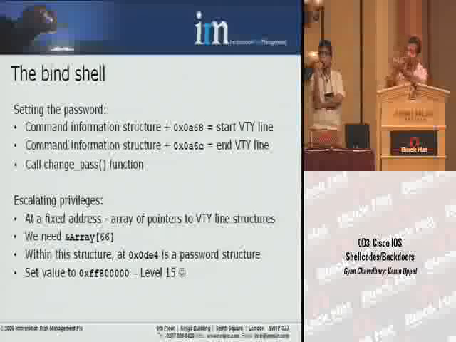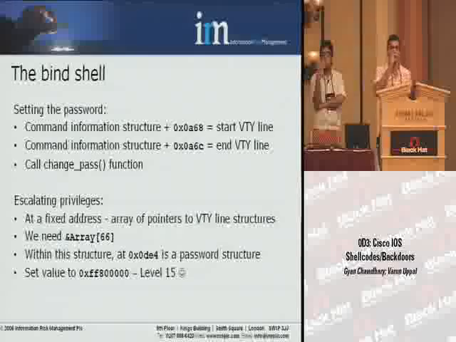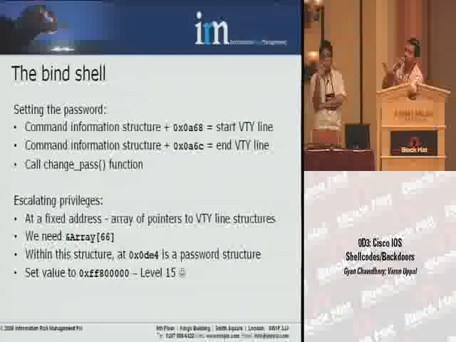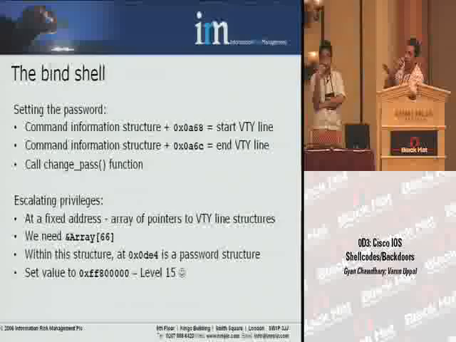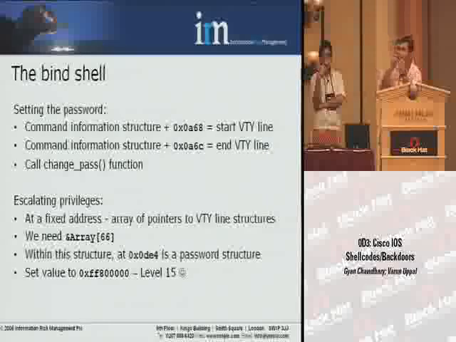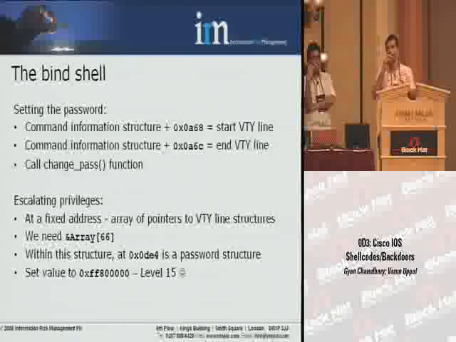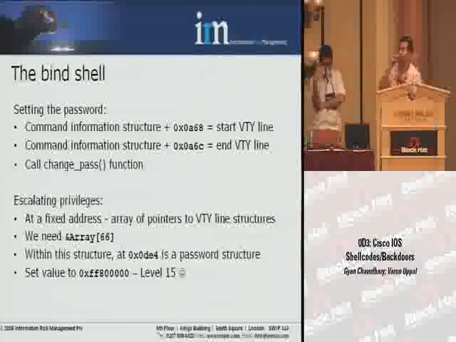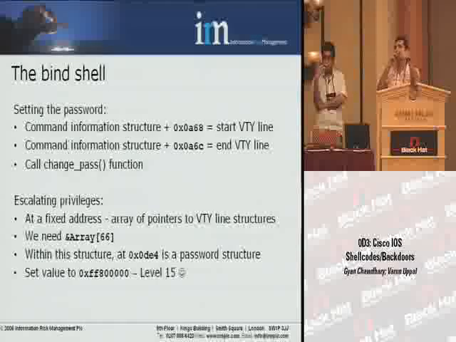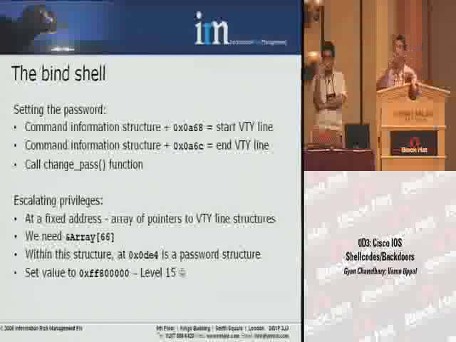So the third thing is to escalate privileges. What we identified was that for every single VTY line that is running on the router, there is a structure associated with that VTY line. In that structure is a field value that defines what privilege that VTY line actually has. For every VTY line, there is an array in memory that points to each and every VTY line. So from that array, you identify the new VTY line that you created, the one on which you set the password, and at that particular offset, you set the value that says it's supposed to be running at level 15.